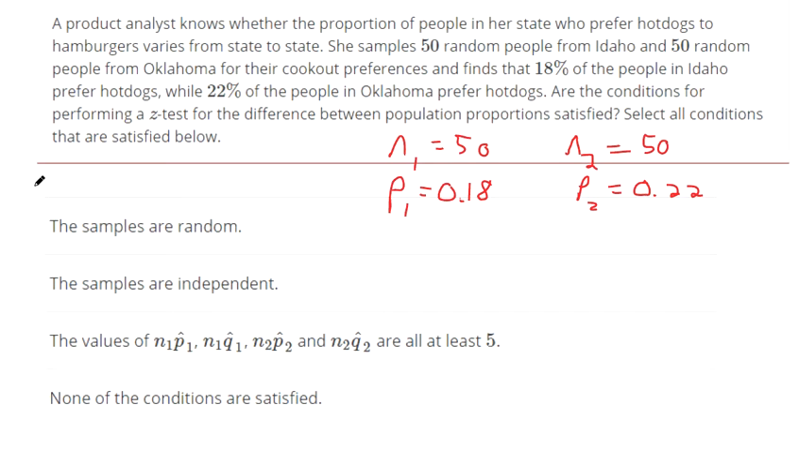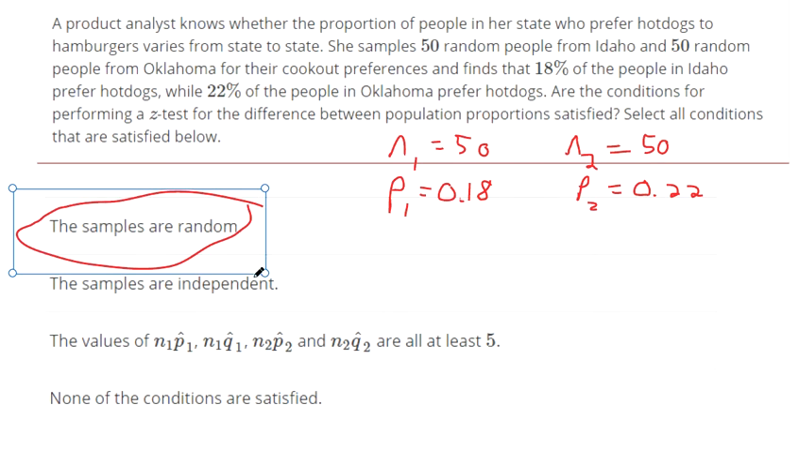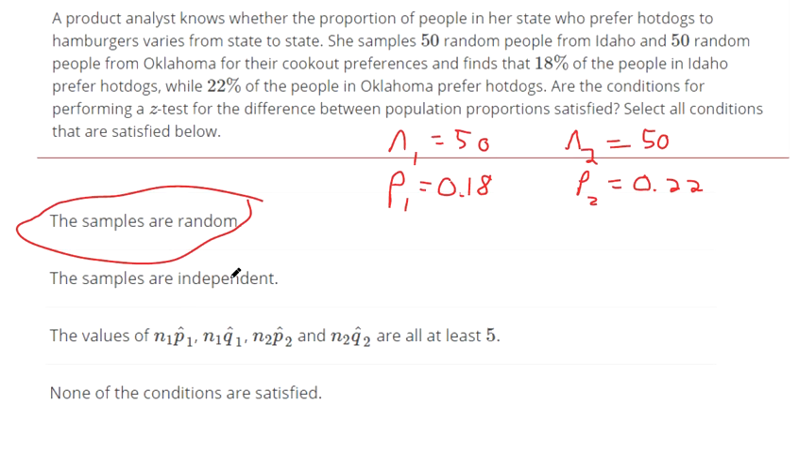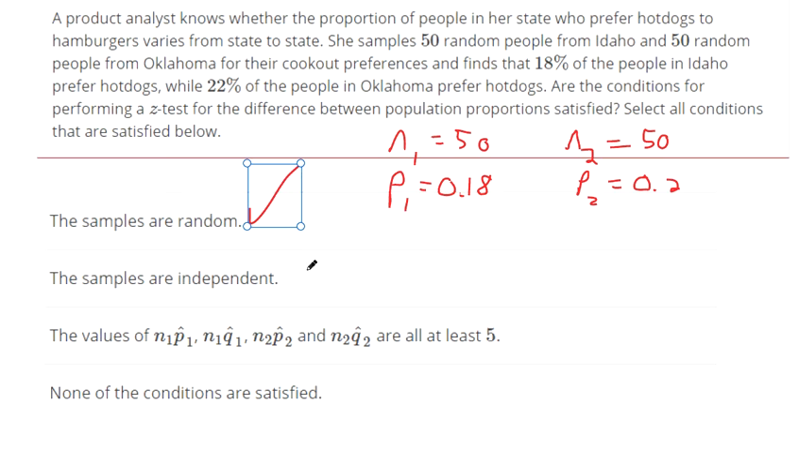Reading through to see if they say anything to make us think that they're not independent. I don't see anything. They say 50 random people, 50 random people from Oklahoma. So this sounds good. Random sample. There's no reason to think that picking somebody from Idaho is going to affect the people you pick from Oklahoma, or that picking one person from Oklahoma means you're going to pick another person from Oklahoma. So this sounds good.